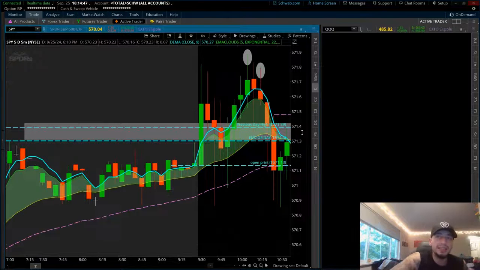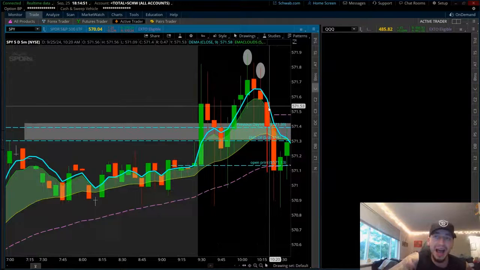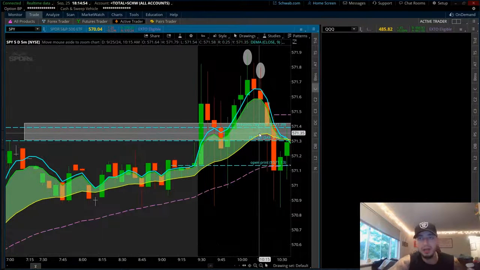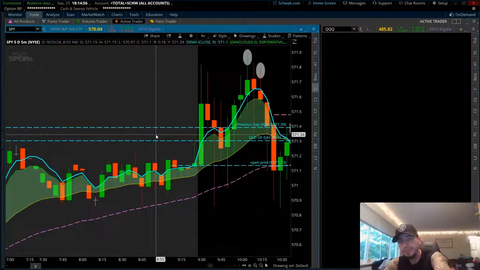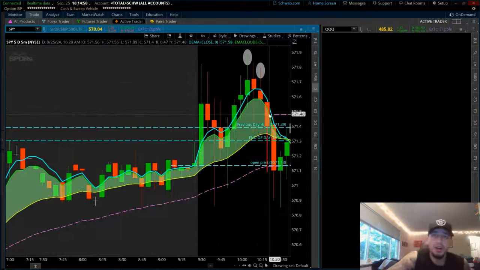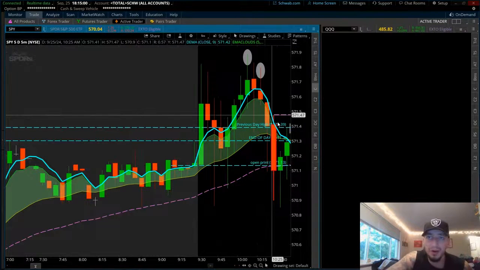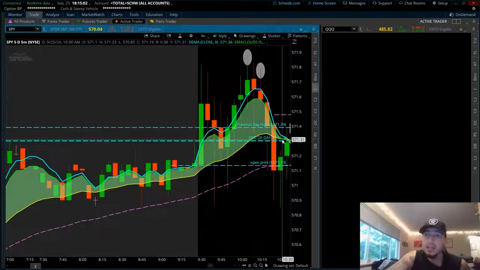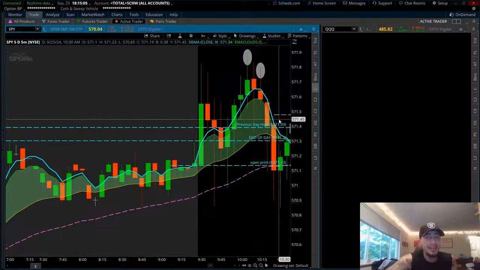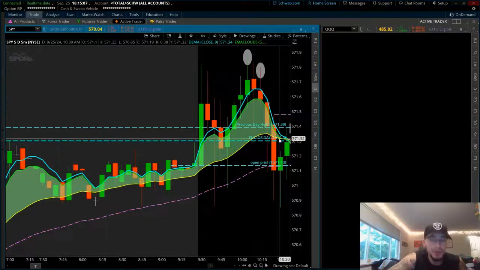And we're respecting the cloud, we're respecting the sweet spot, and we're also respecting the 9 DEMA, which is that blue line. Okay, cool. So we enter short, big deal. Our stop loss is above 57147. I'm risking 17 cents here, 20 cents. I'm not risking a lot here. I'm okay with that, right?